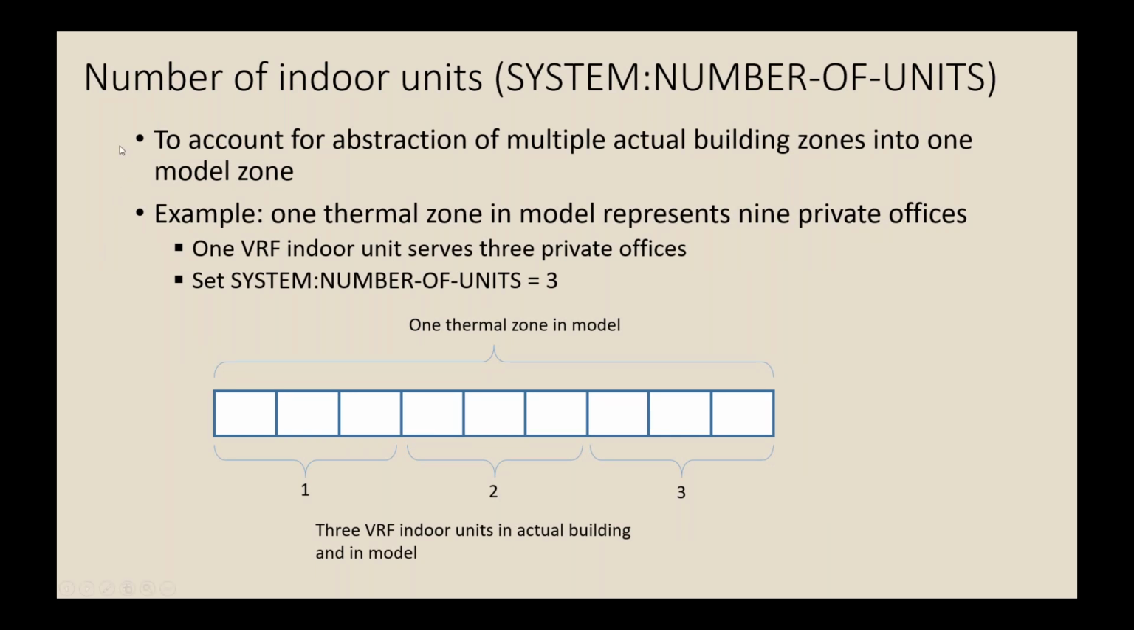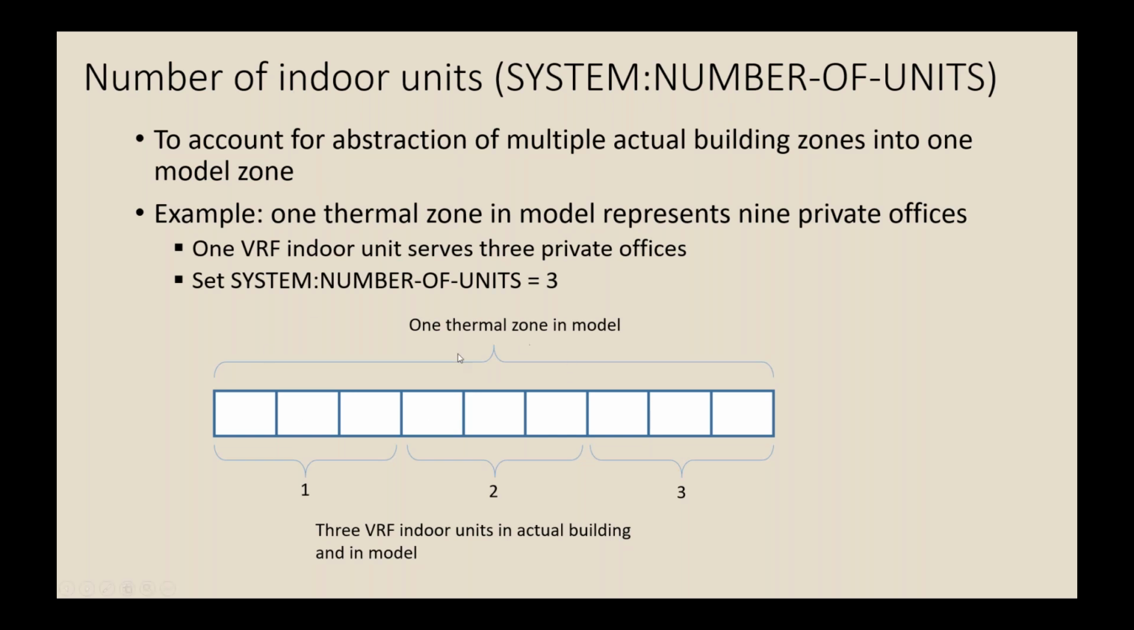Okay, so the next couple slides are related to sizing, and these sizing adjustments mainly relate to the piping losses. So this first one is for the indoor units. So this is at the system component or the indoor unit component, and there's a keyword called number of units. And basically the purpose of this is to account for abstraction in the model, where you might have a large thermal zone in your model that actually represents a bunch of zones in the real building.